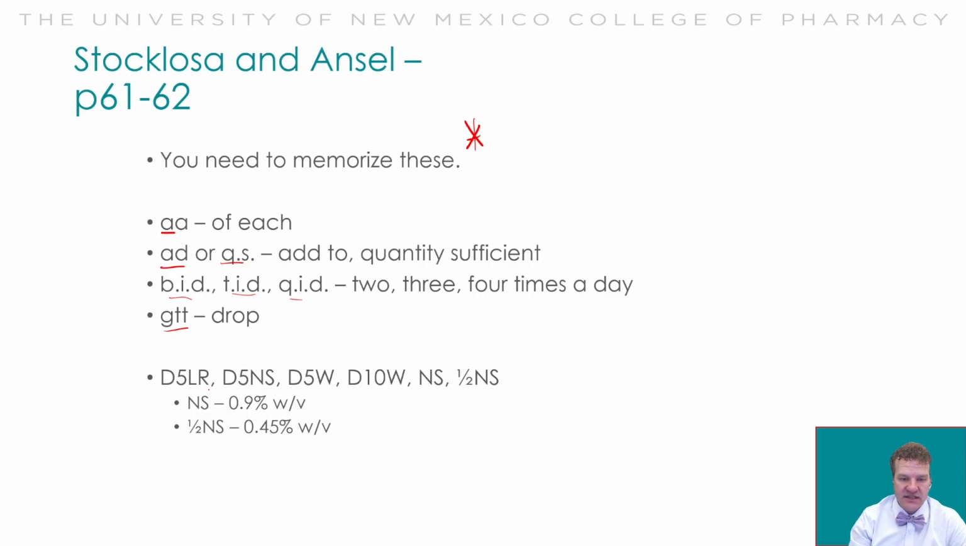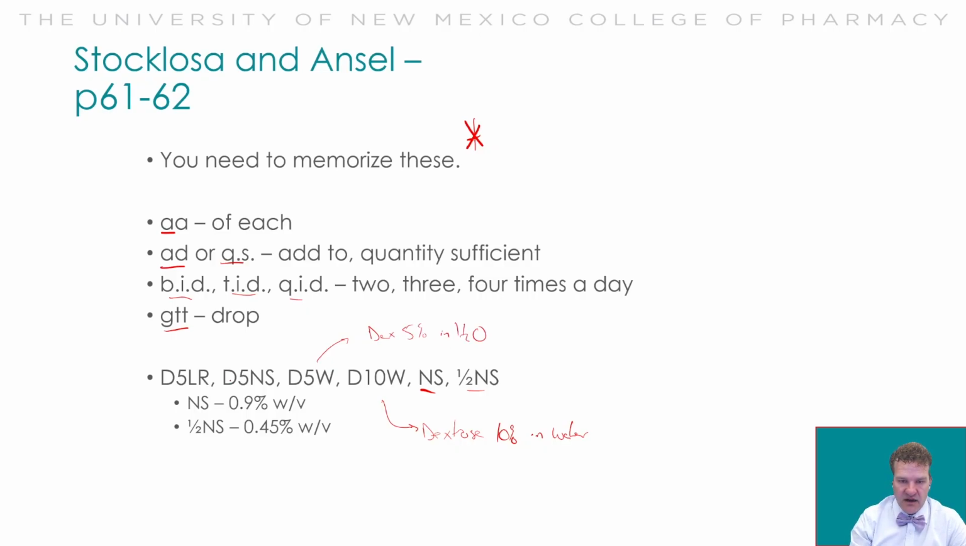All right, the next one are standard solutions we use. So these are what you'll see in the hospital. So starting over here, half normal saline is 0.45%, which makes normal saline 0.9%, right? So it's half of that. D10W means dextrose 10% in water, okay? So obviously this means dex 5% in H2O.